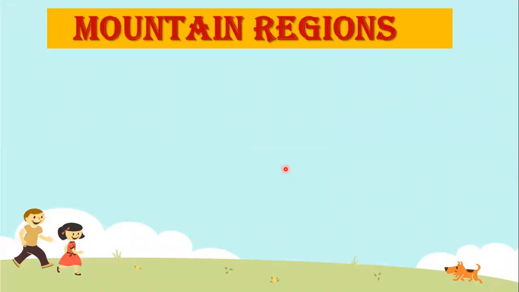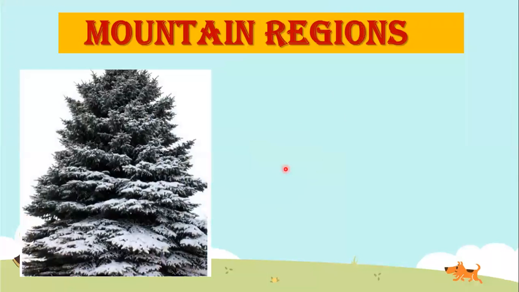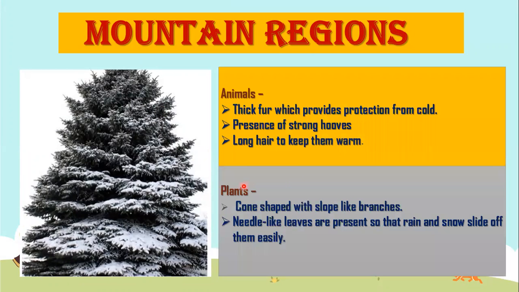Next is plants in mountains. Plants on mountains and hills are adapted to grow in very cold temperatures, right? Most plants are tall and straight and they are cone shaped, as you can see in the picture also. It's cone shaped so that snow falls off easily from their surfaces. Again, one thing if you notice, they have needle-like leaves so that rain and snow slide off easily.